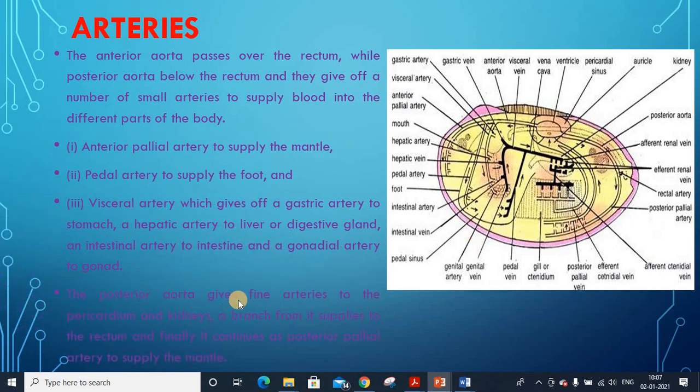The posterior aorta gives fine arteries to the pericardium and kidneys. A branch from it supplies the rectum, and finally it continues as the posterior pallial artery to supply the mantle. Here you can see from the posterior region of the heart the posterior aorta rises, which gives off the rectal artery branch and finally continues as the posterior pallial artery.